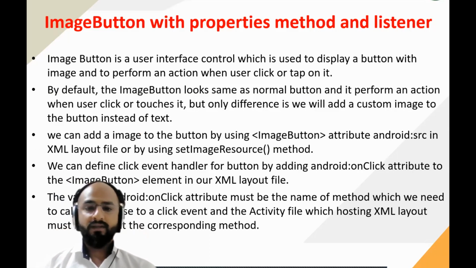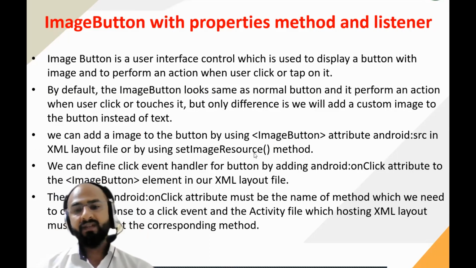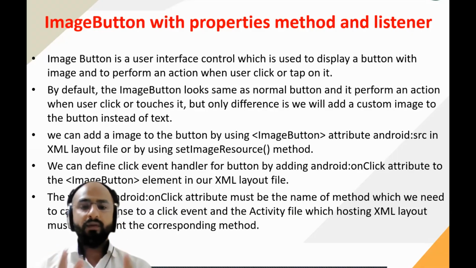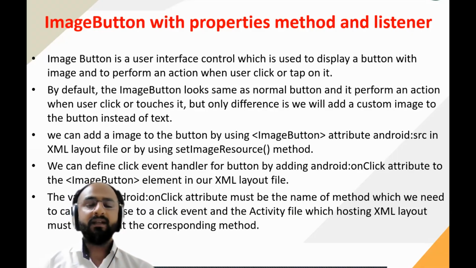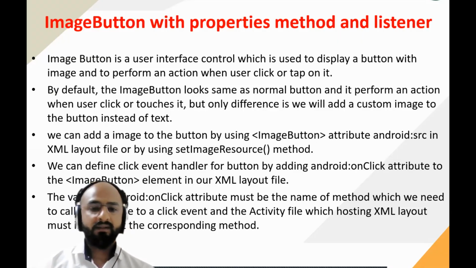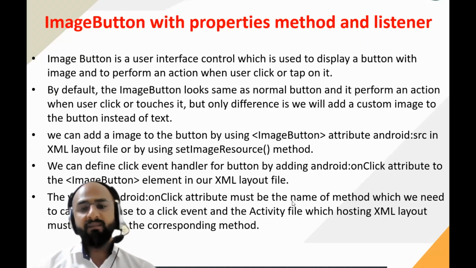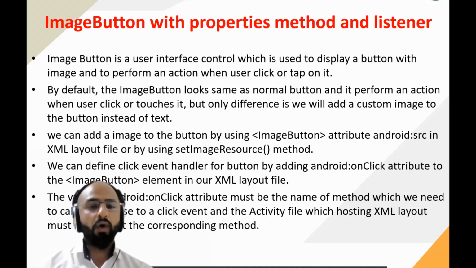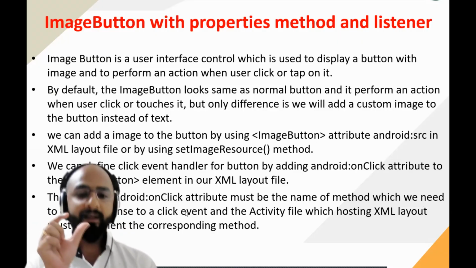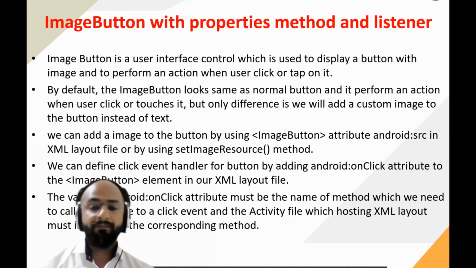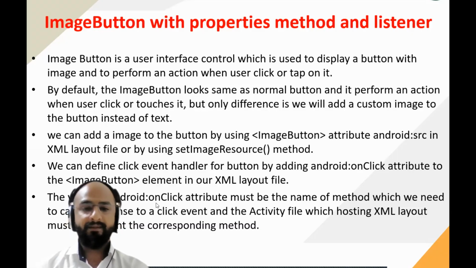Okay, this is a static value, if you want to fix a static image. If you want to set the image dynamically from coding, then there is a method named setImageResource. So setImageResource is a method. You can change the image dynamically by using this method. You can define the click event of the particular image button also by using the onClick property. The value of onClick will be the name of the method which we need to call in response to the click. So when the user clicks on the image button, which method do you need to call? That method name you need to write in the onClick property.